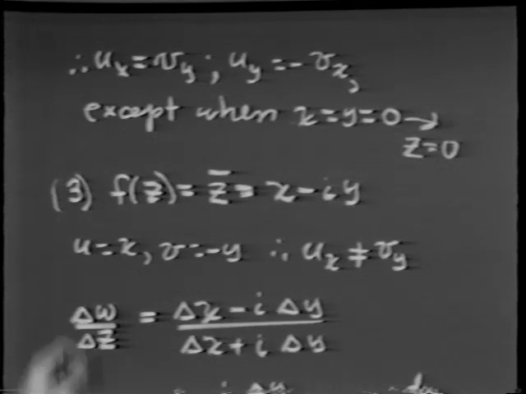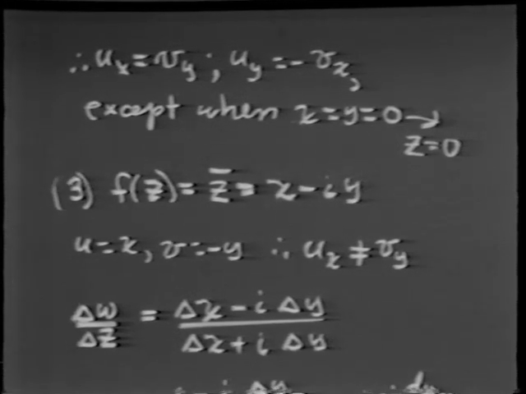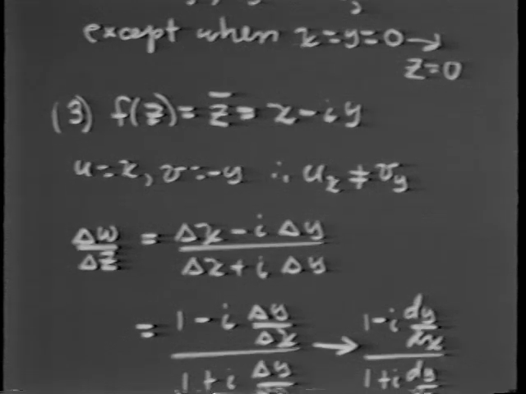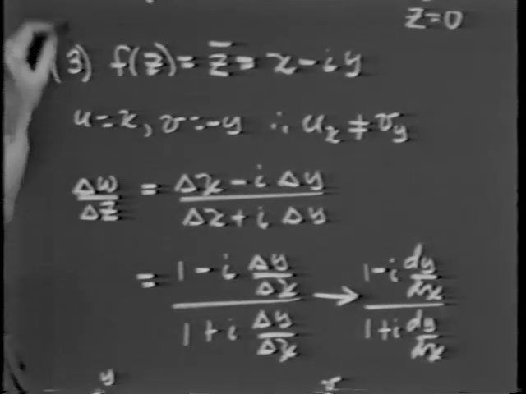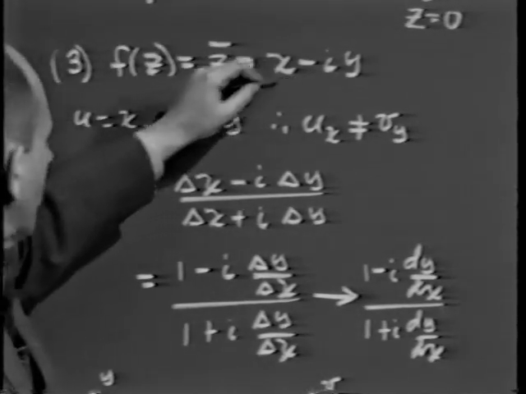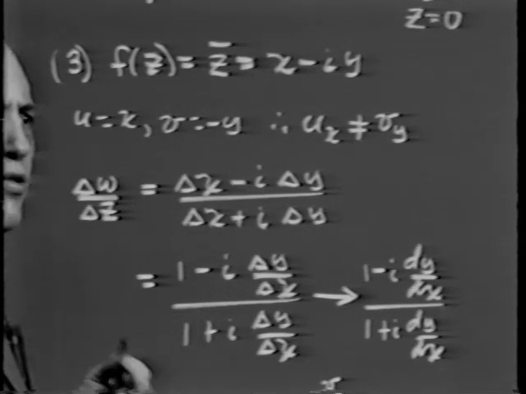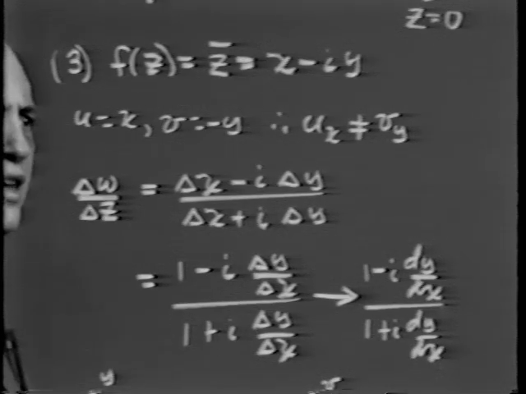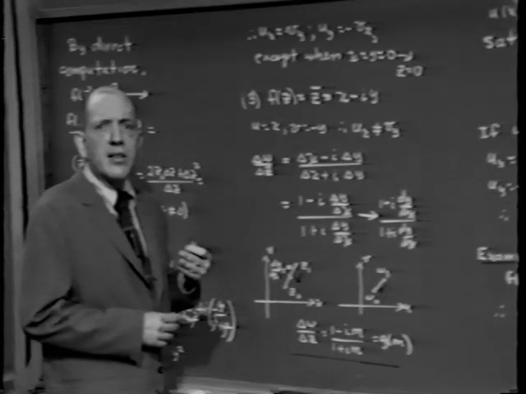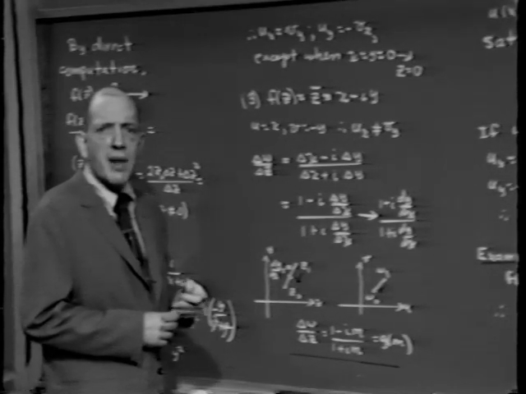For a third example, I would like to pick one that has no analog in the real case. I want to pick a genuine complex valued function of a complex variable. And I'm going to pick a very simple one. The reason I picked a simple one is twofold: one is the computations are easy to do, and the result is easy to interpret geometrically.